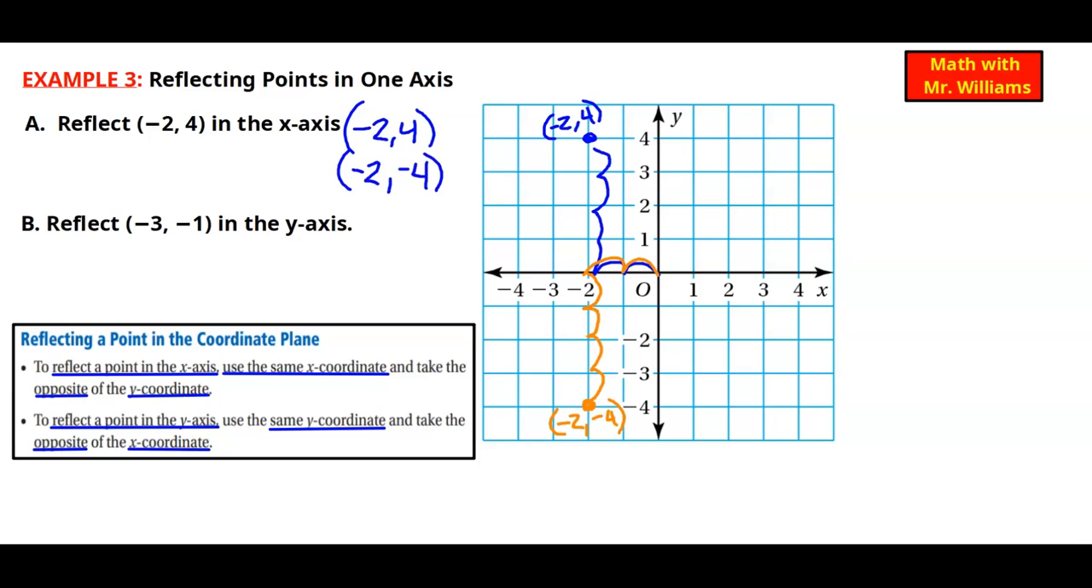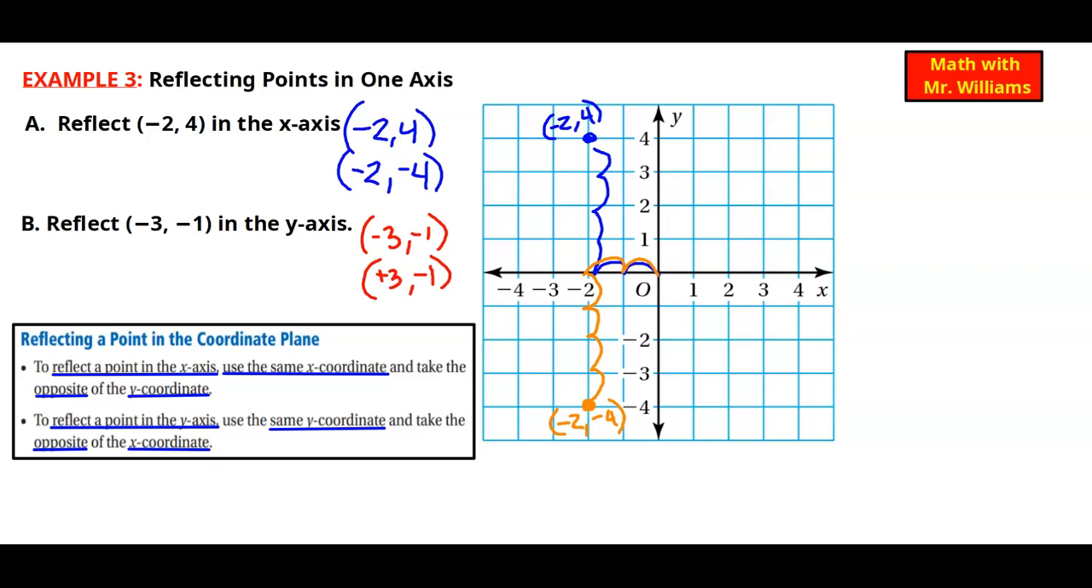B says reflect negative 3, negative 1 in the y-axis. We know to reflect a point on the y-axis, we have to use the same y-coordinate, but take the opposite of the x-coordinate. So here we have negative 3, negative 1, and we're going to keep the same y-coordinate, but now we're going to do the opposite of negative 3, which is a positive 3. All right, so let's go ahead and graph it.